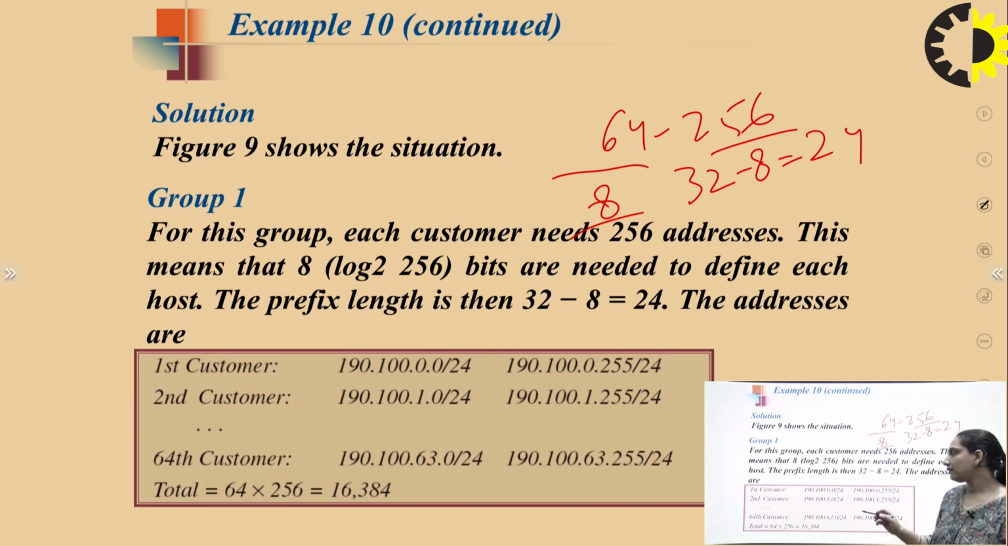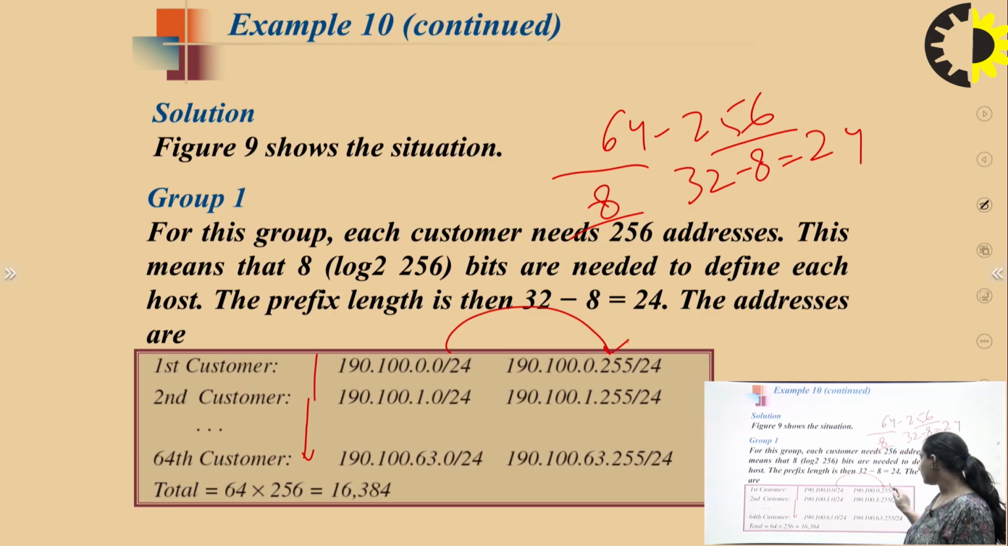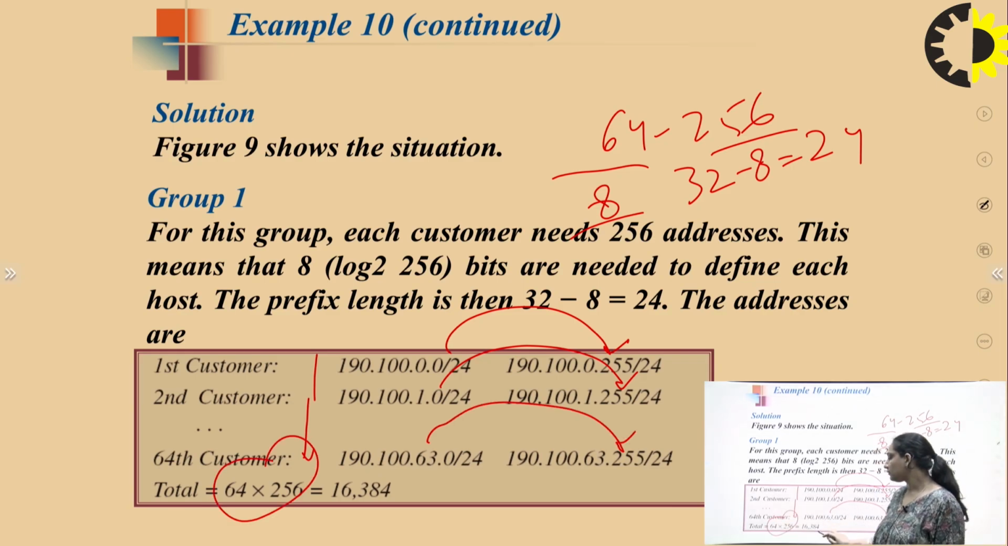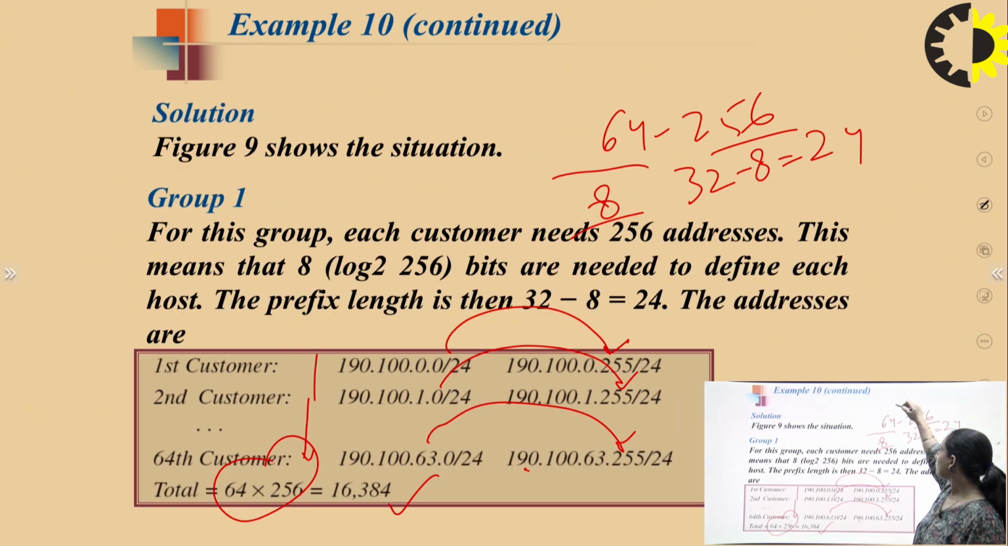So you will see that 64 customers, and for every customer it will be 0 to 256, 0 to 256, 0 to 256. That means 64 into 256 is the total number of addresses we can accumulate. So this is the last address, 190, 100, 63. We will start from this also. And what is the condition? 64 or 128 or 128.